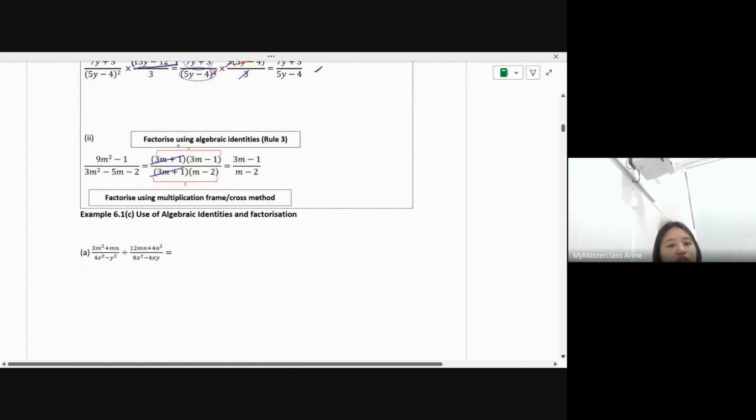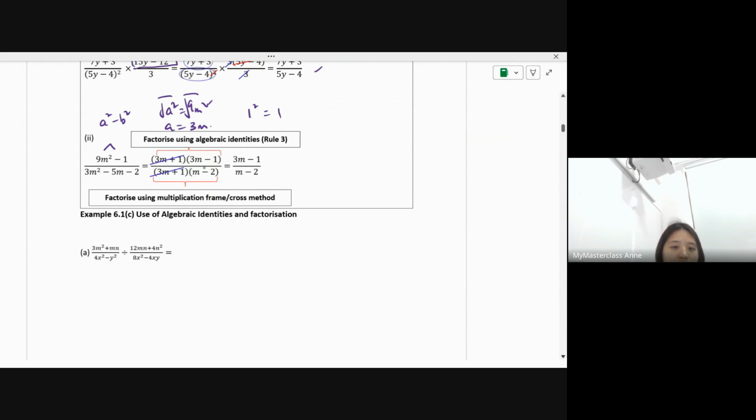Factorize using algebraic identities, rule number 3. This one, as you can see, is actually the a squared minus b squared form. Same thing. How do I find that a? It is actually 9m squared, so square root, I'll get my a equals 3m. Then basically your b is just 1. So 3m plus 1 bracket 3m minus 1.